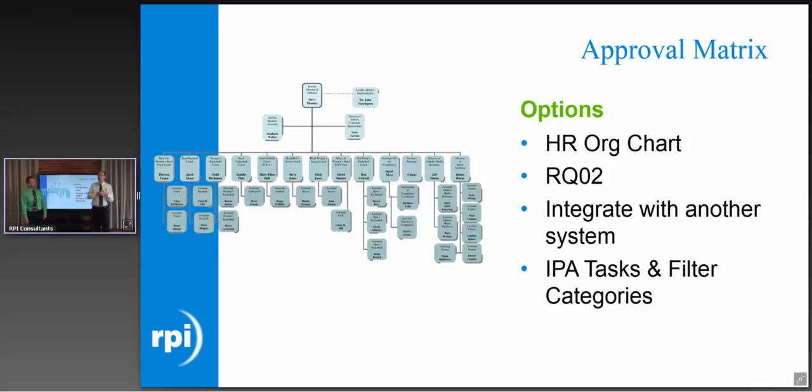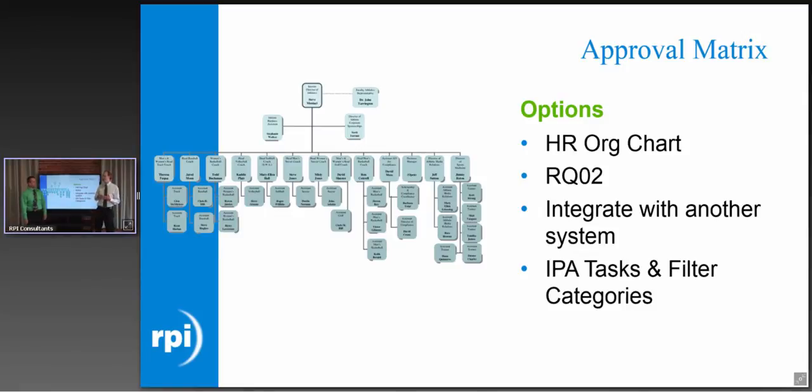Another option, like for requisitions, what we've seen, some organizations like to use the RQ02 screen. RQ02 is just a handy place to be able to store approvals by approval code, and you can tie that approval code back to a requesting location. So that's a good place to store some approval information.